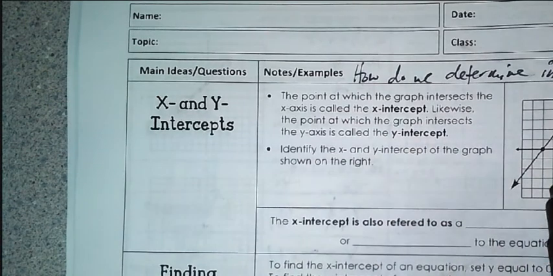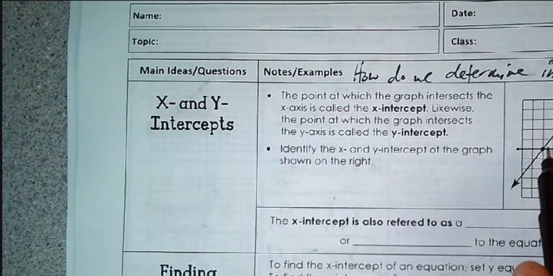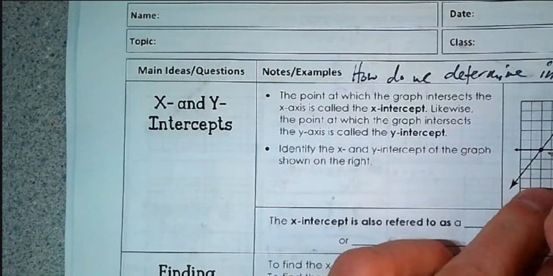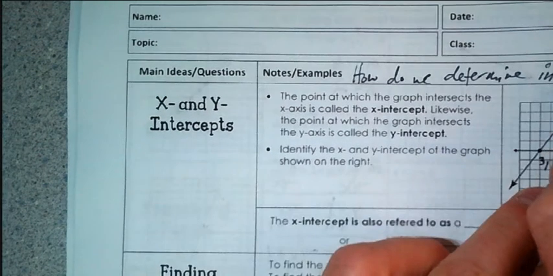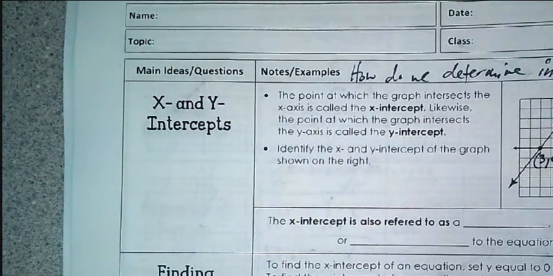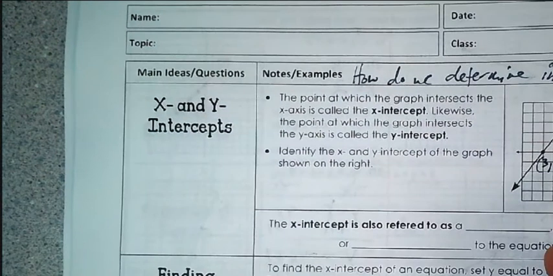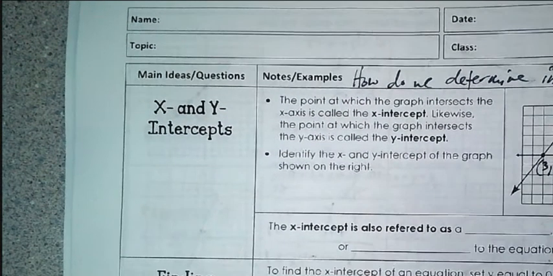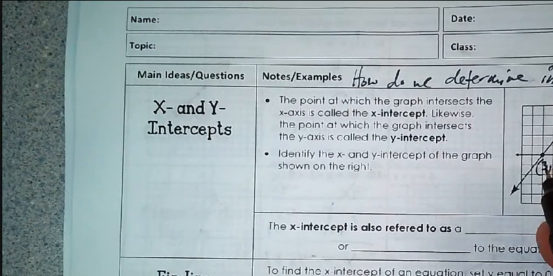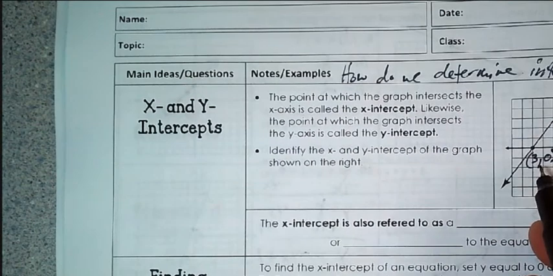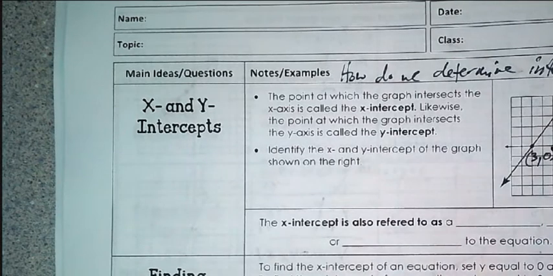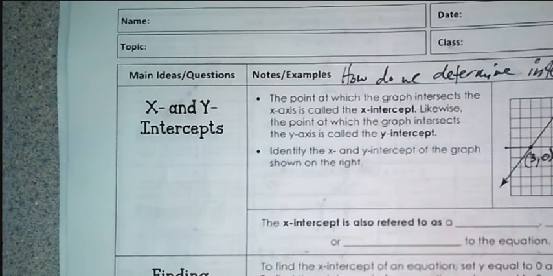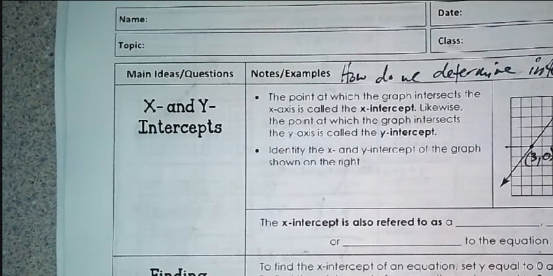Likewise, the x-intercept is where the graph crosses the x-axis. Notice the coordinates for the x-intercept. Notice that 0 is the y-coordinate for the x-intercept. This is extremely important because when we start finding x and y intercepts, to find an x, we're going to plug in 0 for y. To find y, we're going to plug in 0 for x.